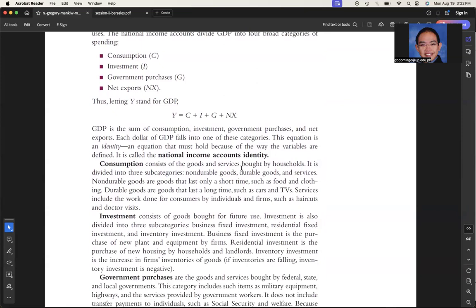The equation is an identity. Look at this, it's an identity, right? An equation that must hold because of the way the variables are defined. It's called the National Income Accounts Identity.